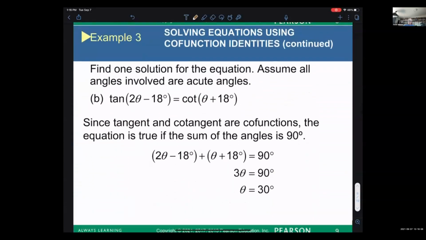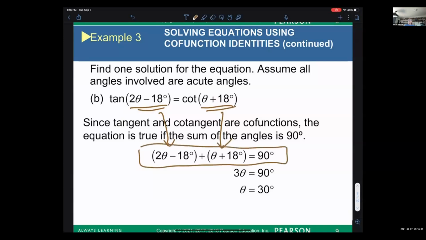So then they have another one with tangent, and you can just see with tangent and cotangent, what did they do? They took this one, they took this one, and they just wrote that they total 90, and then they solved for theta.